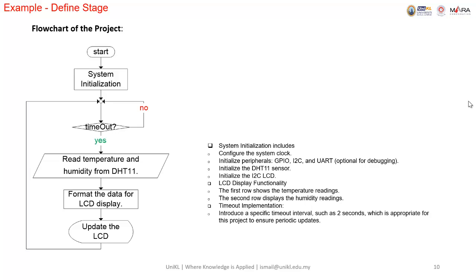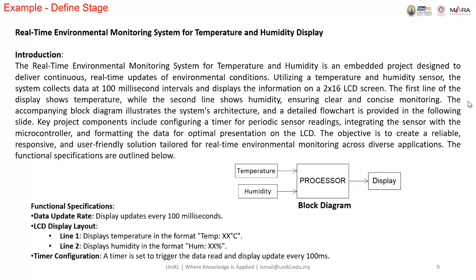Then after that, format the data for the LCD display. The first row shows the temperature reading. The second row displays the humidity reading. The timeout implementation introduces strict timeout intervals such as 2 seconds, which is appropriate for this project to ensure periodic updates. So update the LCD and then sleep again and wait for 2 seconds. Then read temperature, format it for the LCD display, update the LCD and sleep again. That's the flowchart of the project.